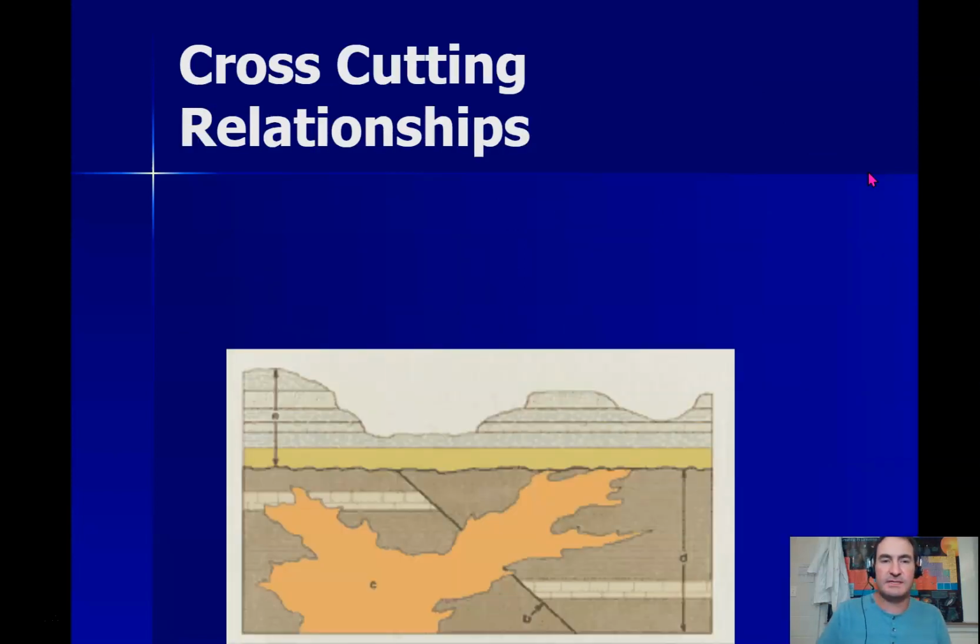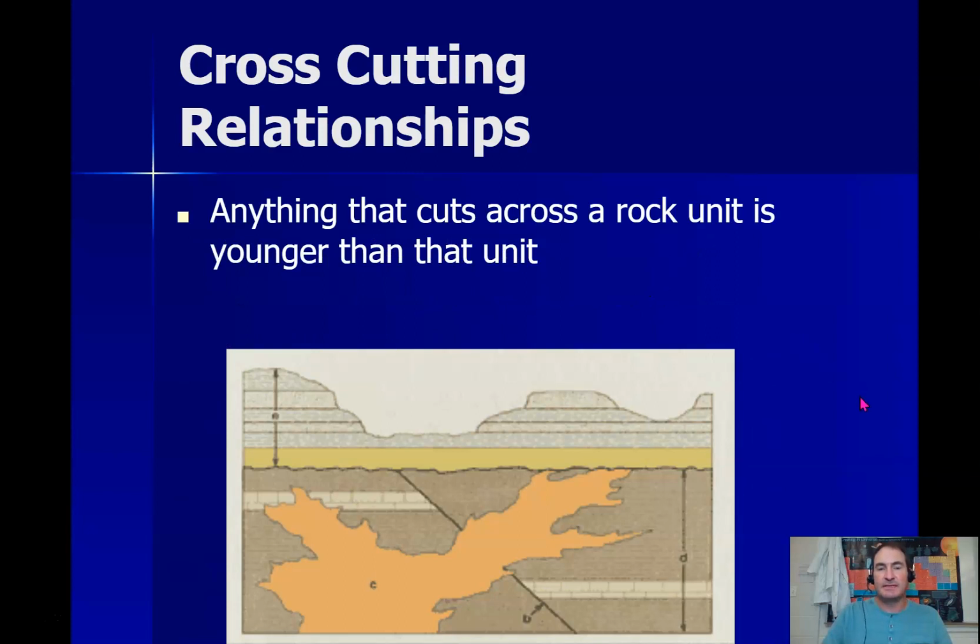The next is called cross-cutting relationships. The principle of cross-cutting relationships says that if there is anything that cuts through a layer of rock, and by that I mean two different things. One would be an intrusion, where an igneous rock like magma pushes its way into other layers of rock. This happens all the time. If that happens, what this is saying is that that magma, that igneous rock that's cutting through all the other layers, must be younger than the layers that it cuts through. The same thing with a fault.